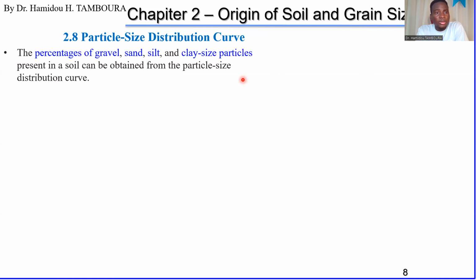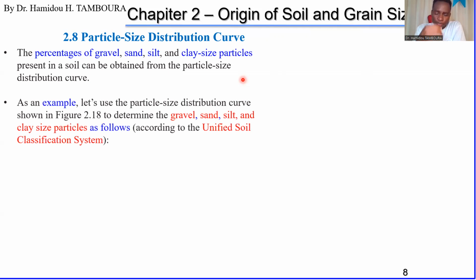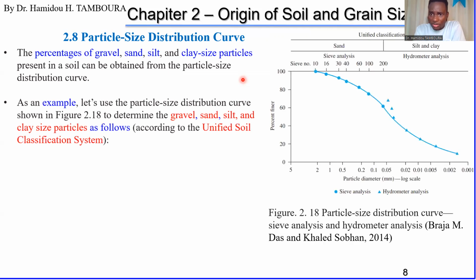And we have seen here what difference clay mineral can make. Very big difference. Okay, so from this curve we can also get the percentage of gravel, percentage of sand and silt, percentage of clay size particle. How can we do that? Very simple. If we take, for example, this curve that we have seen in the previous video, we can try to know the percentage of sand, gravel, silt, and clay size particle just from this curve.